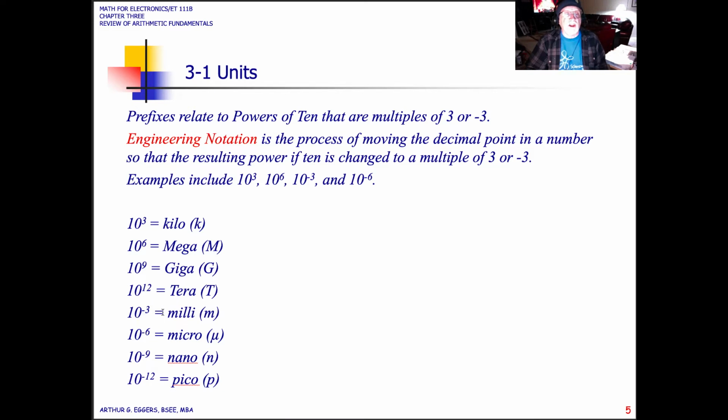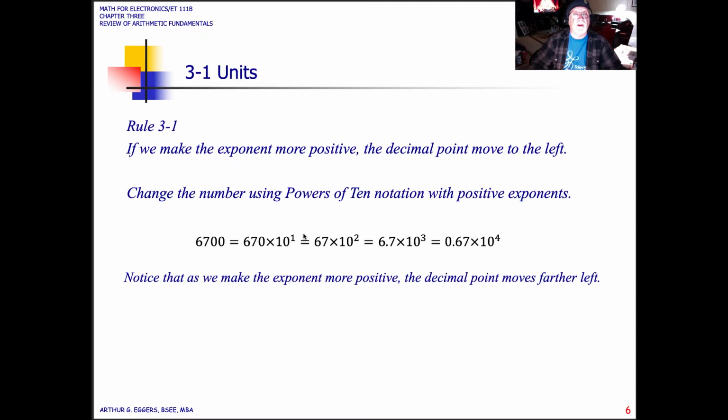10 to the minus third, milli. 10 to the minus sixth, micro. 10 to the minus ninth, nano. And 10 to the minus 12th, pico. A lot of these metric values ought to be very familiar to any of you who are computer geeks, because you use these metrics all the time in the speed of your computer, the amount of data, the amount of storage, the many, many factors in your computer applications.